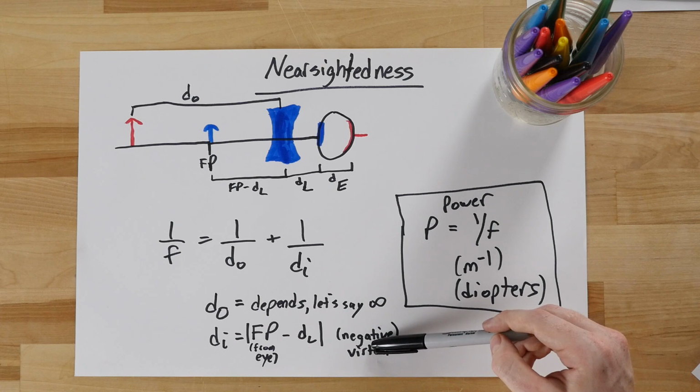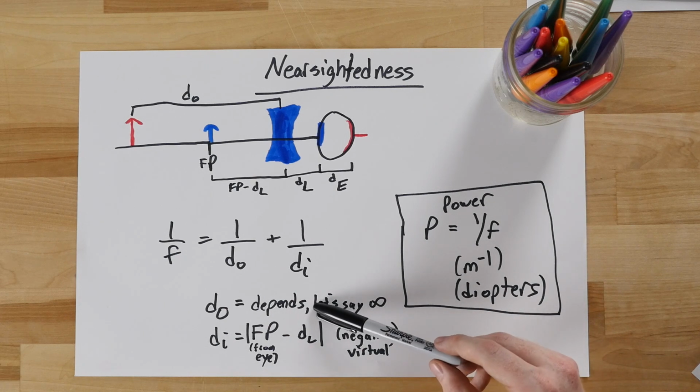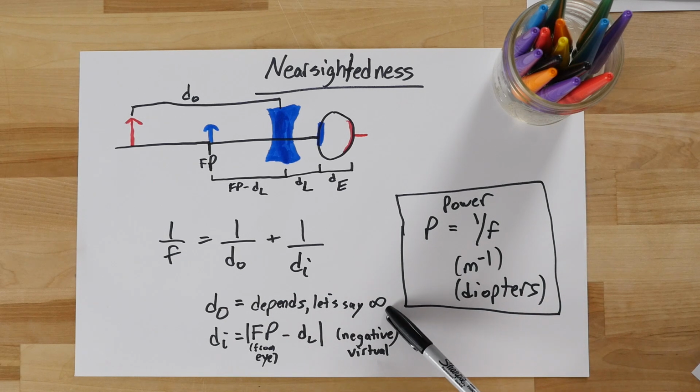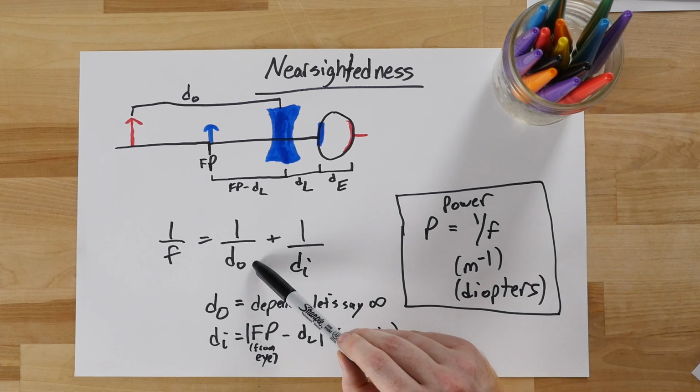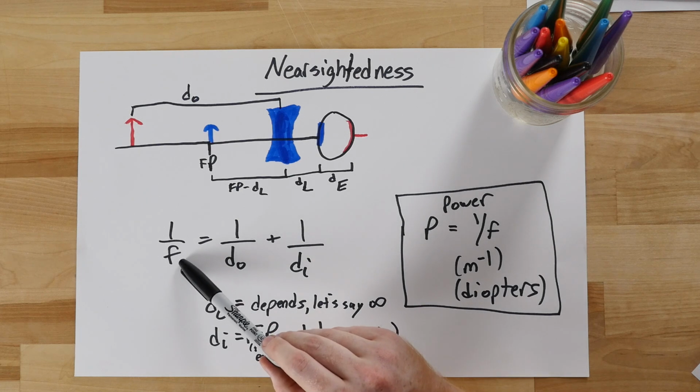Now the object distance will just depend on how far away the object is. So if it's at an infinitely far distance, we would say infinity. But anytime we have a different DO, we can plug that right in and figure out what F is.